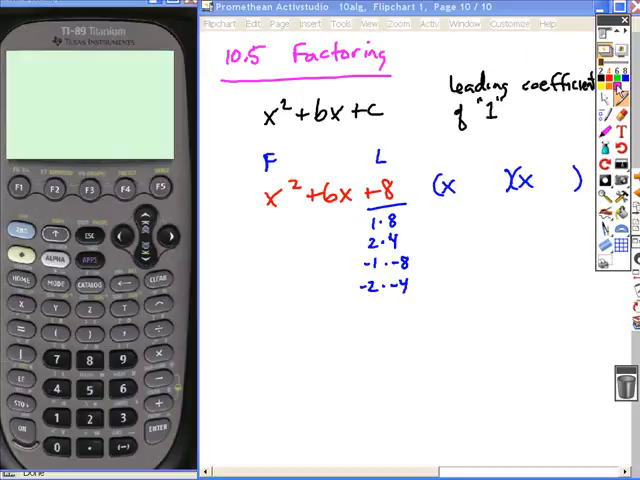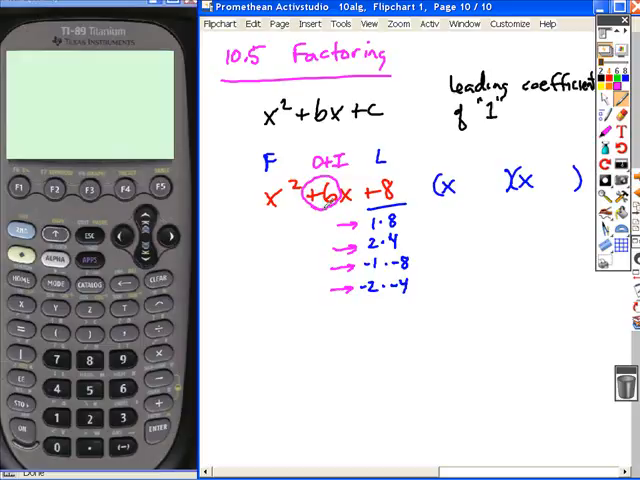The very last thing that you're going to look at is that this middle term has to be the sum of your outer and inner terms when you FOIL, or when you expand it. So you're going to look in this list right here, which of these possible factors have an overall sum of positive 6? Which of these pairs adds up to 6? 2 and 4. So those become your second terms, plus 2 and plus 4. The sign carries along with it. And that is the factors of this expression.